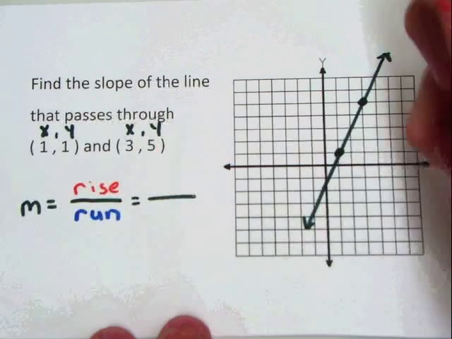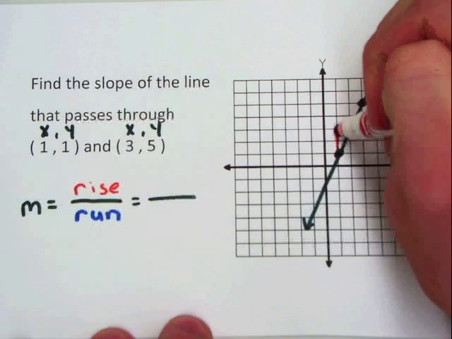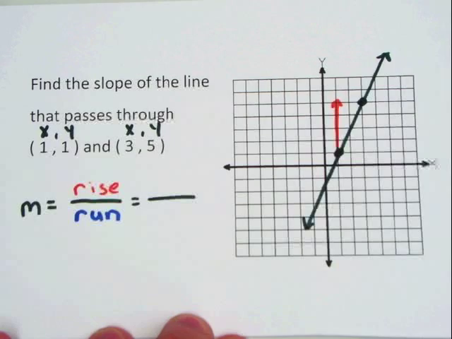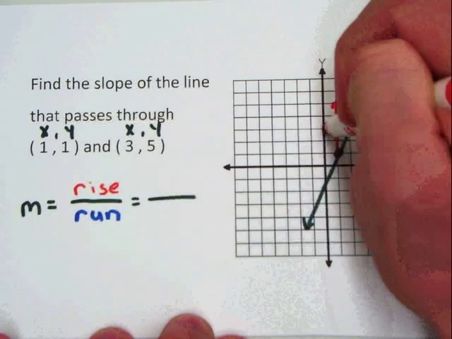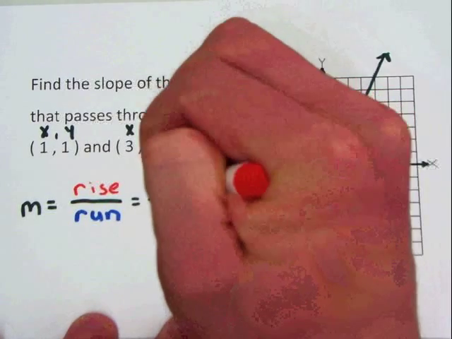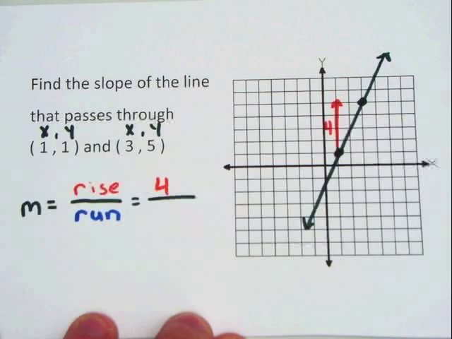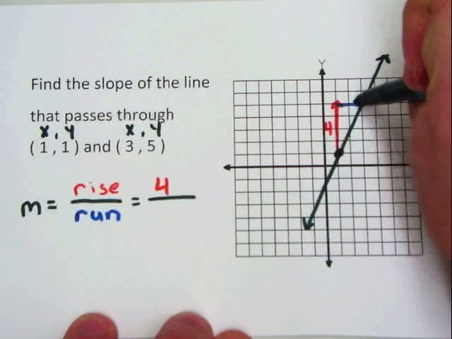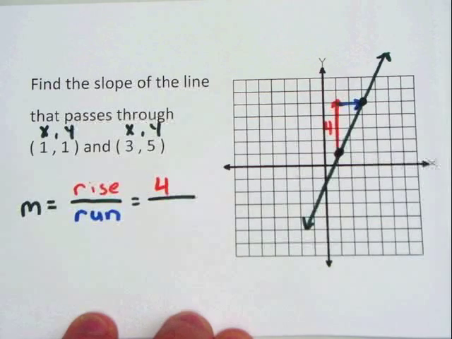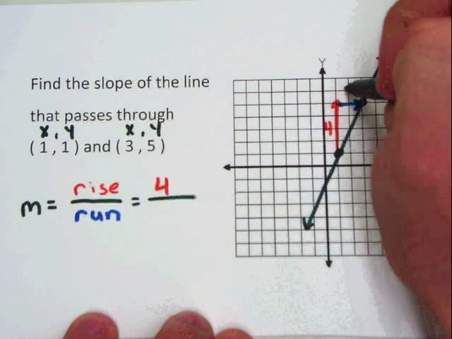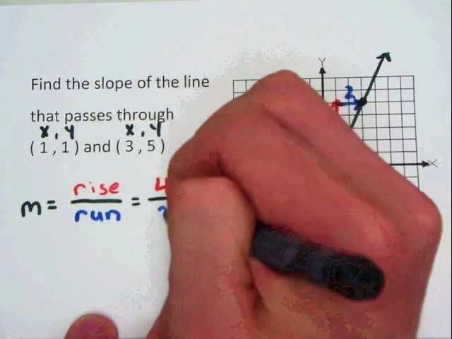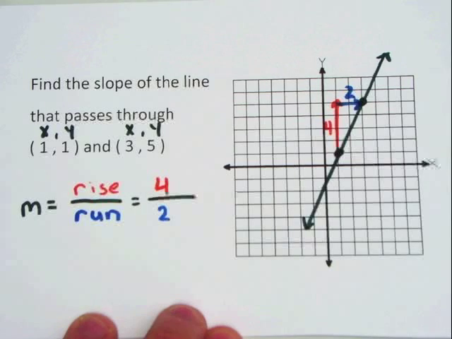If I rise up to my next point, I would have to go up 4 spaces. So my rise is 4. Now I want to calculate the run. I'm going to see how far over I have to go. I go to the right 2 spaces, and since I went to the right, I'm going in the positive direction, and so my run would be equal to 2.